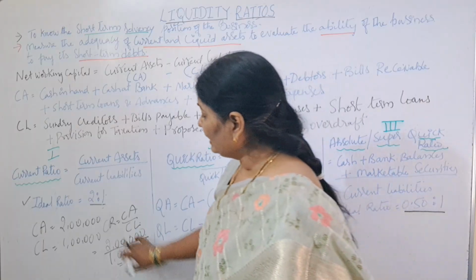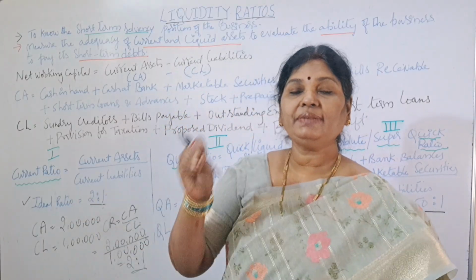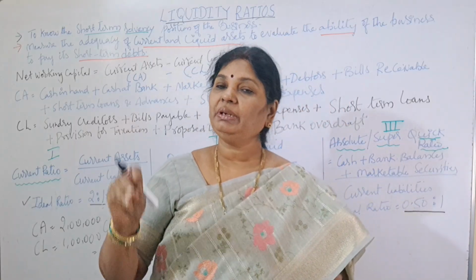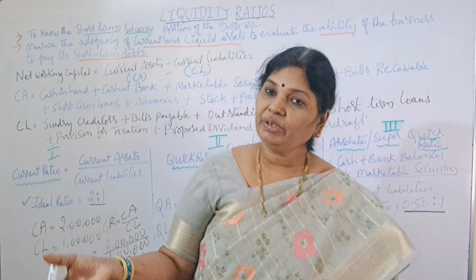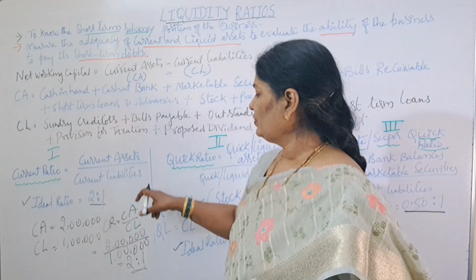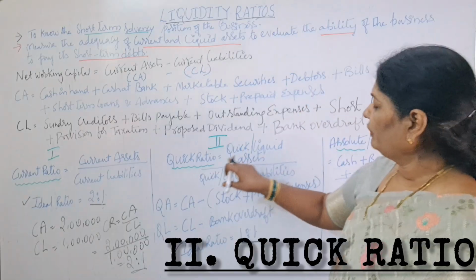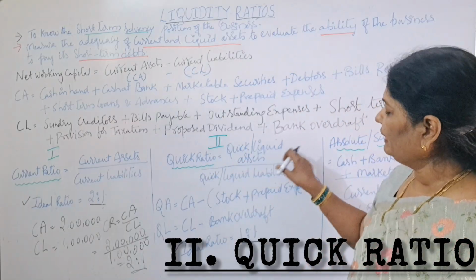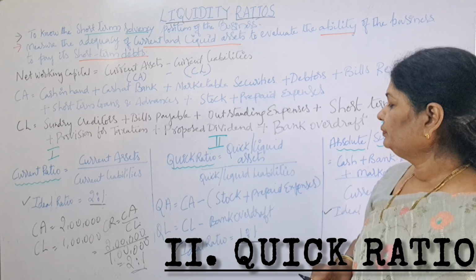Here you should know what the ideal ratio for current ratio is. 2 is to 1. It means if current assets are 2 and current liabilities are 1, we are in a very comfortable position to repay our current liabilities using our current assets. Now coming to the second ratio. Quick ratio is equal to quick or liquid assets divided by quick or liquid liabilities.